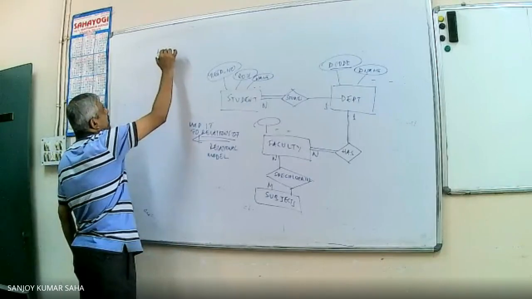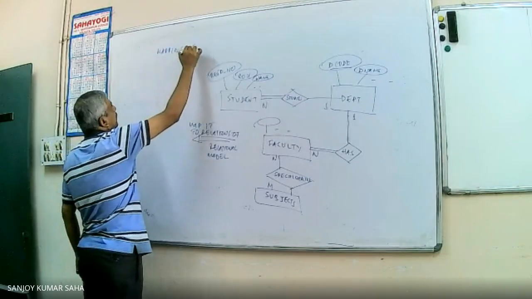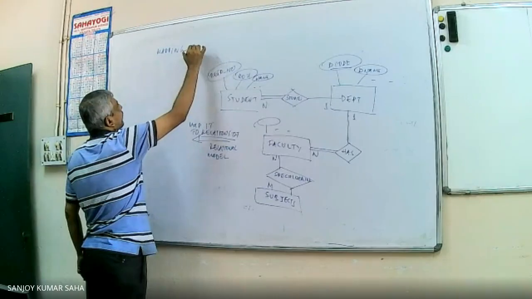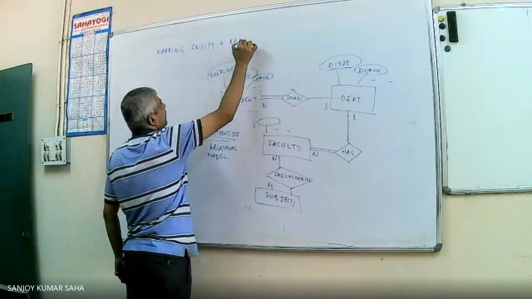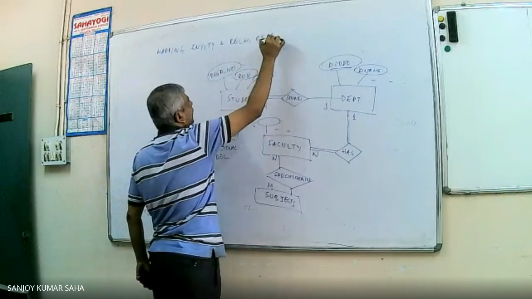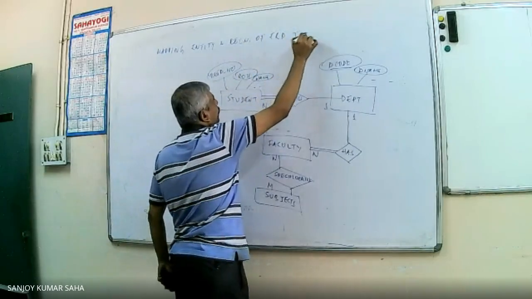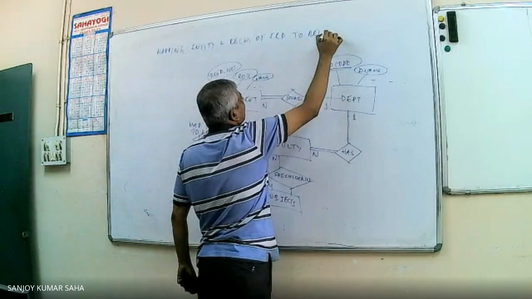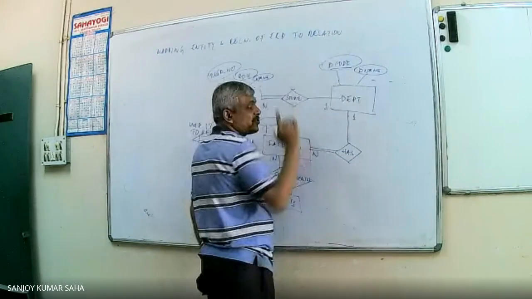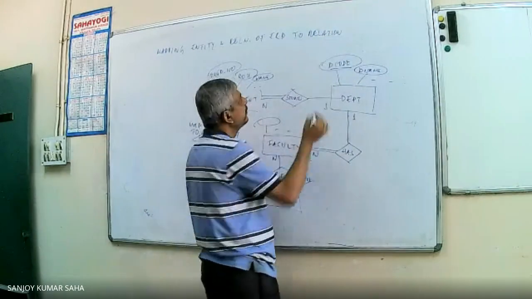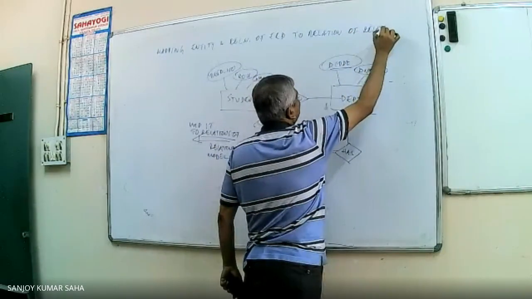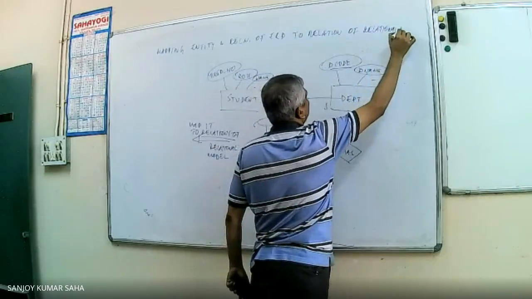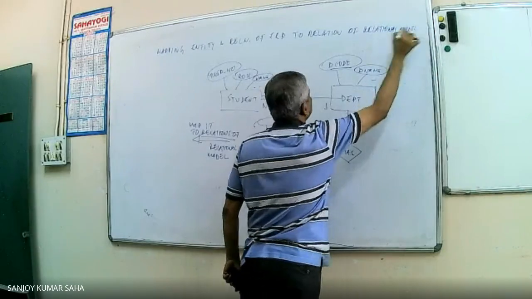So mapping the entity and relation of the ER diagram to the relational model. In the relational model, everything is a relation.